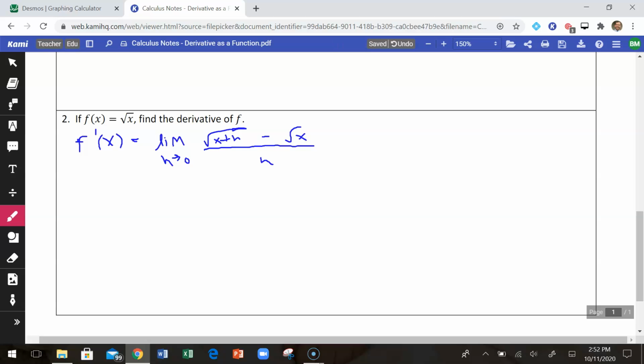Alright, now to simplify this one, it's a little bit tricky. I can't just cancel a square root of x out, and I can't factor anything or multiply anything together. So what I need to do to simplify this one is I need to multiply by the conjugate, which is the square root of x plus h plus the square root of x. I'm going to do that on both top and bottom.